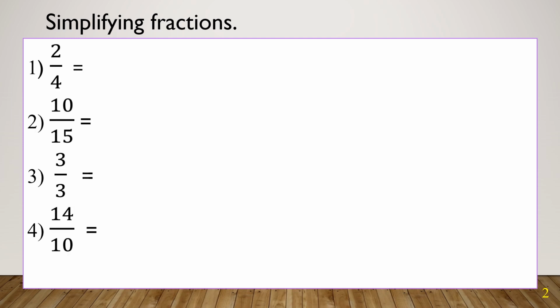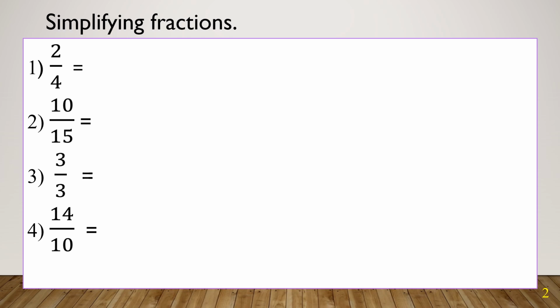How are we going to simplify these fractions? Alright, find first the GCF or greatest common factor of both numerator and denominator. So kapag nakuha na po natin ang GCF, i-divide natin sa numerator at denominator.